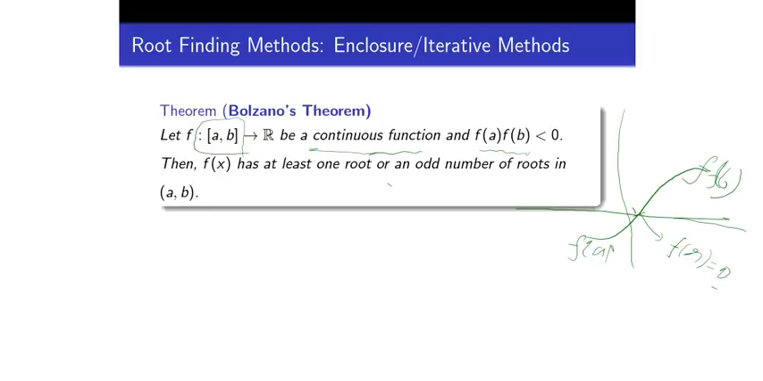So this is not only the situation. If f of a and f of b are like this, then f of x has at least one root. This actually guarantees at least one root, or an odd number of roots in (a, b). There may be situations where you have a curve with one root here, then another root here. This is intersecting 1, this is 2, this is 3, so 3 roots, an odd number of roots.